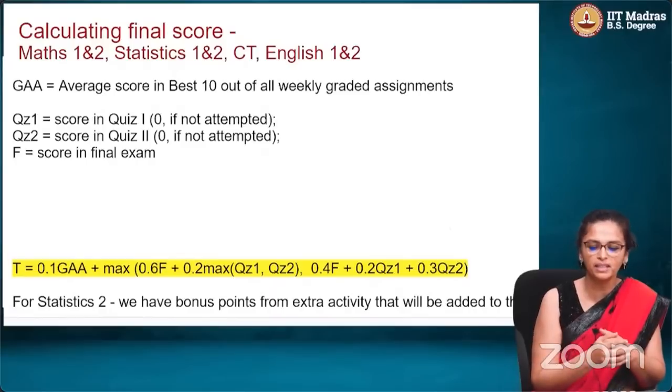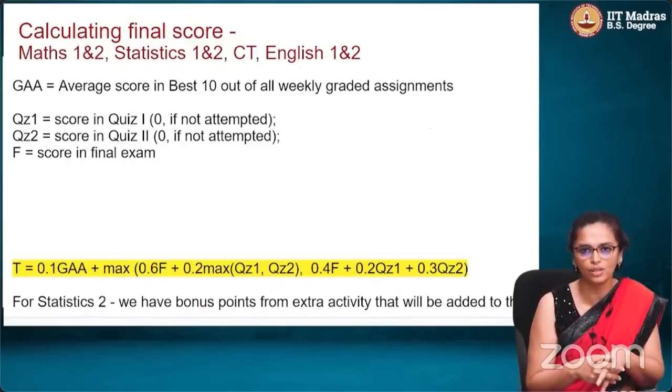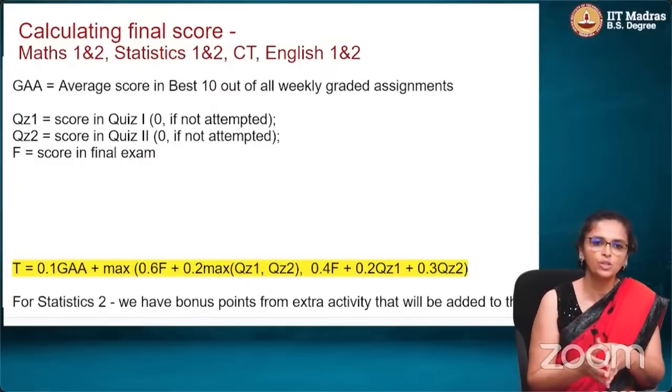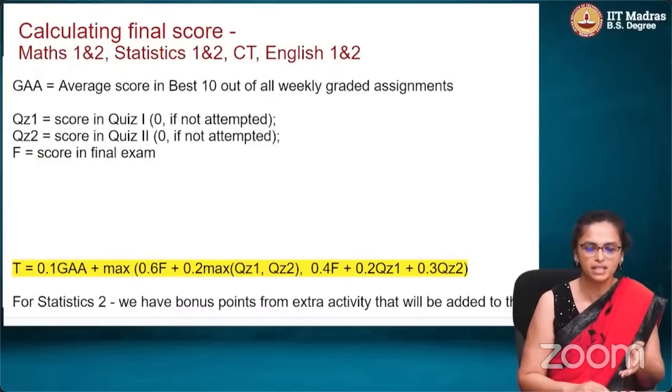So, this is the formula that we use, and for Statistics 2, we have a bonus points component from one extra activity also. So, that is something that is optional. You can do it if you want. If you want to get more marks, you can do that. For Statistics 1, we just introduced it last term. I am hoping it will continue, but you can again watch out for announcements on it to get some bonus points from this. Otherwise, the final score is calculated based on your weekly graded assignments, your quiz 1, your quiz 2 and the end term exam score.